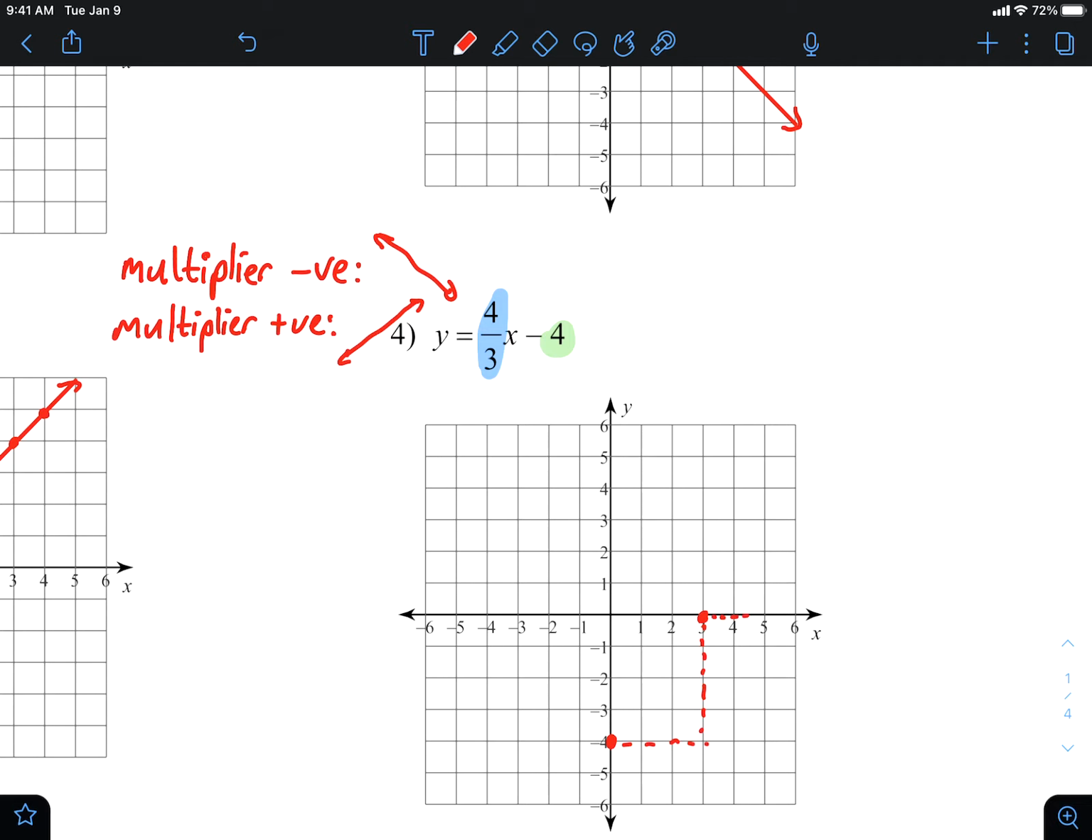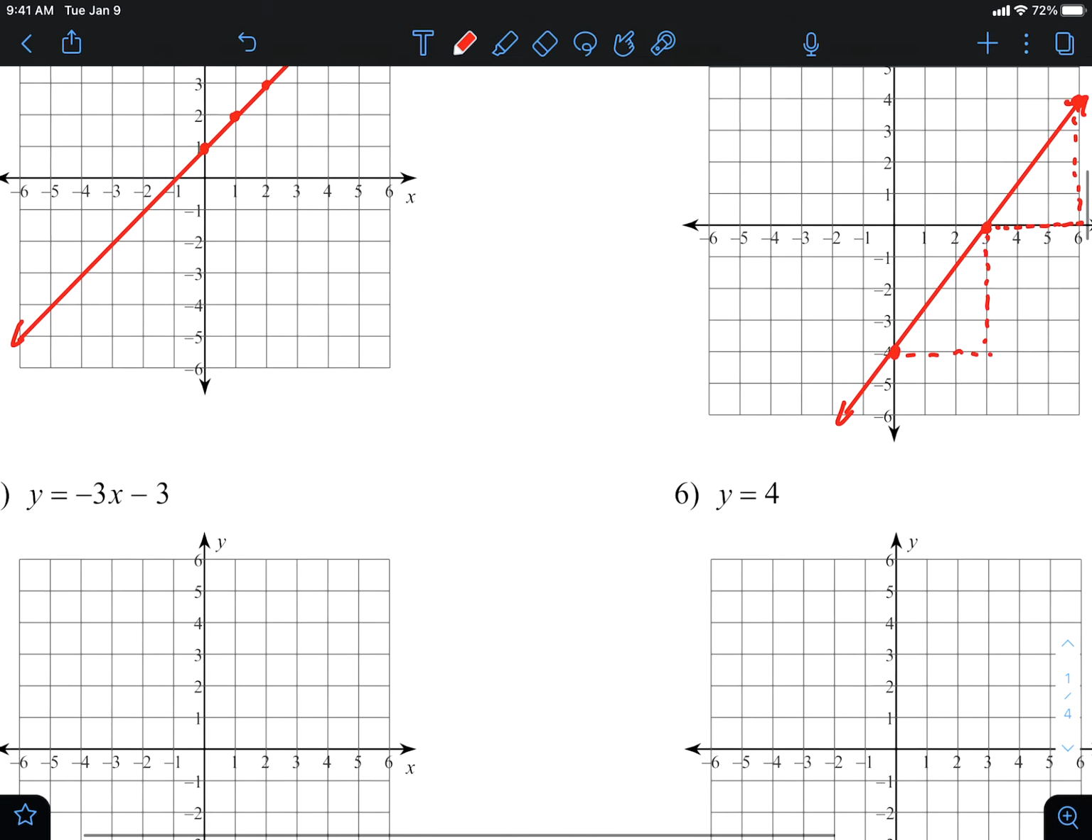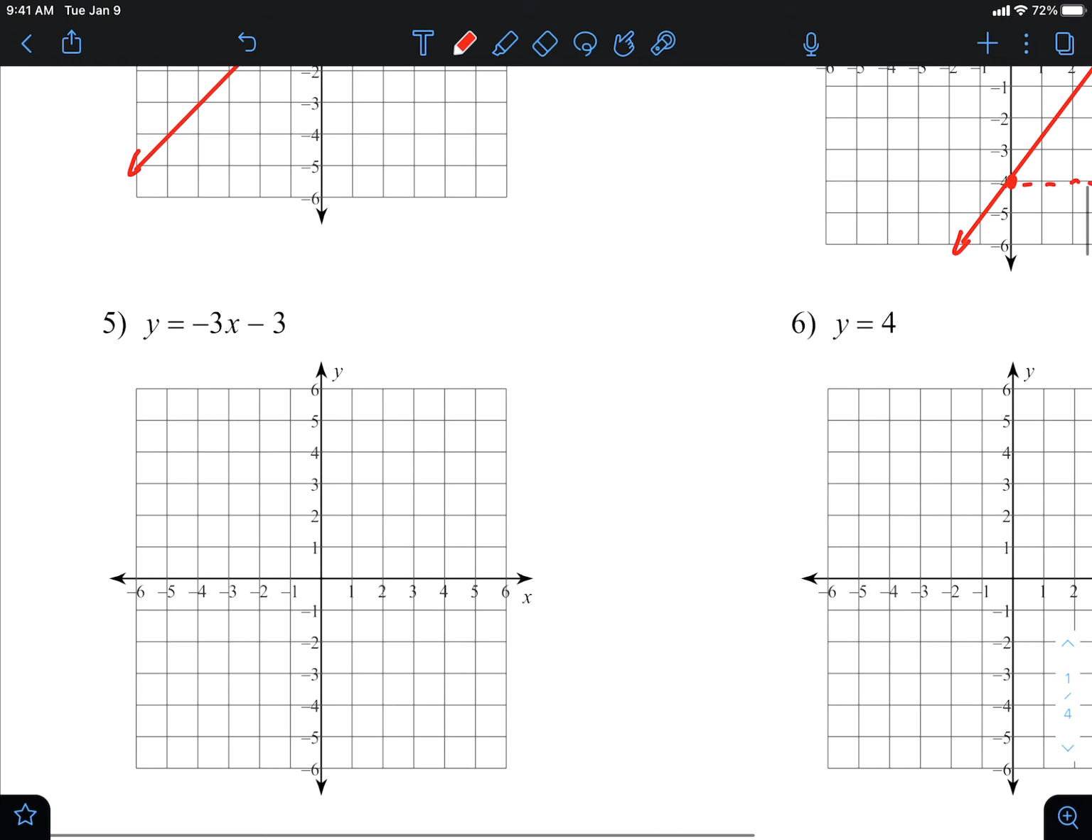And then we can do that again. So we move across 3 in the x direction and move up 4 and get another point. And then, of course, we can form our line. Any questions about that one? That one's a little bit trickier. All right. And of course, you can always do a table of values if you're not sure. If you're not convinced that this method works, you can always use a table of values. Nothing's stopping you.